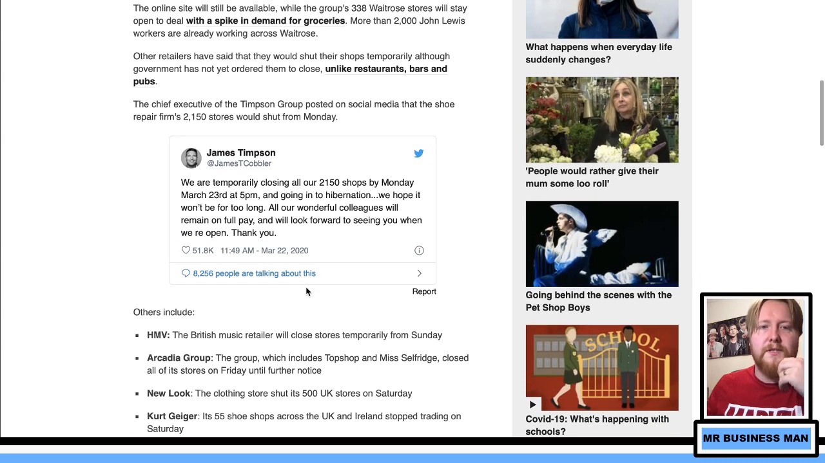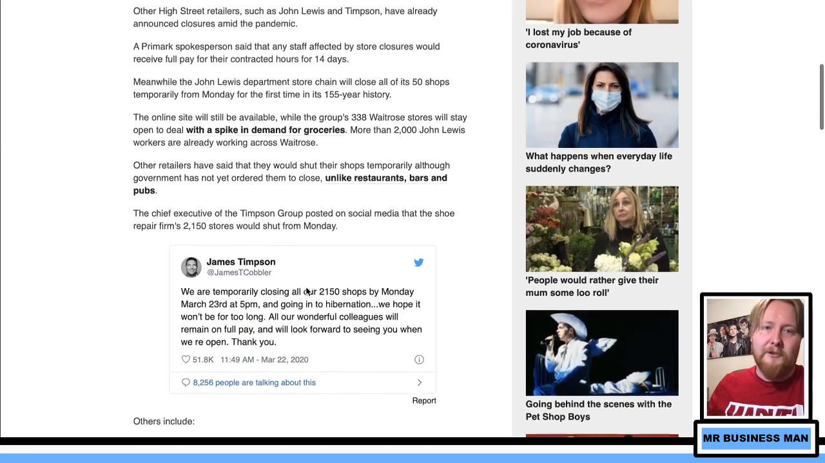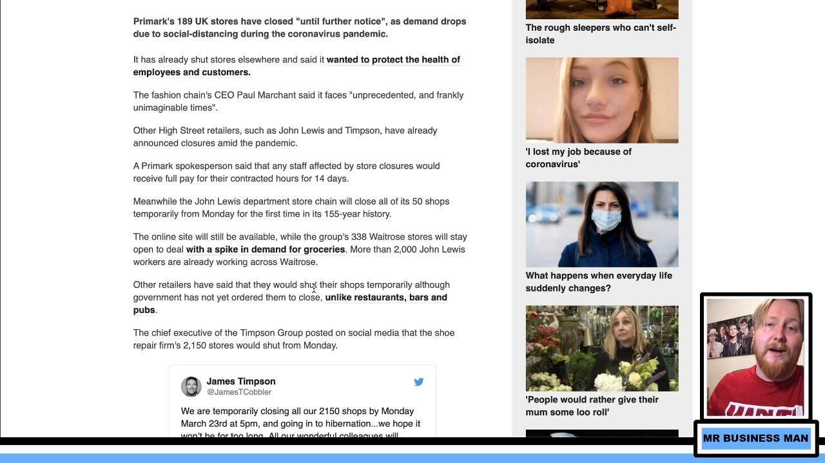We hope it won't be for too long. All of our wonderful colleagues will remain on full pay. Well, what is this one? Oh, Timpson. This is better, isn't it? We are temporarily closing 2,150 shops, and it's going into hibernation. We hope it won't be for too long. All our wonderful colleagues will remain on full pay, and we look forward to seeing you when we reopen. That's better. Thank you, Mr. James Timpson, everyone. But look at Primark. Wow. I mean, come on.